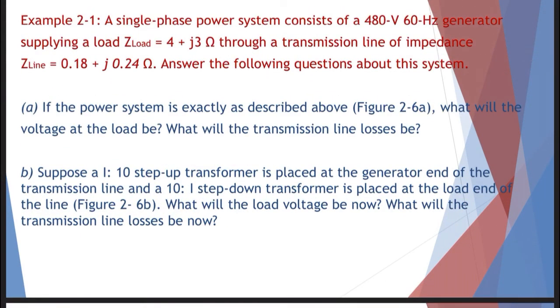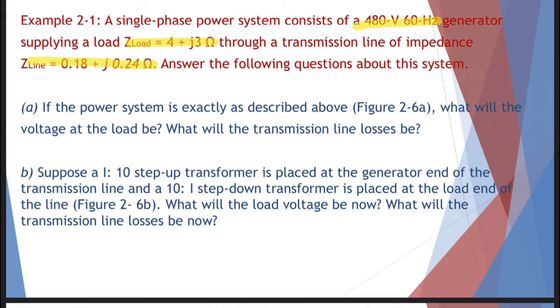Now we'll start solving example 2-1. A single phase power system consists of a 480 volt 60 Hz generator supplying a load Z load equal to 4 plus j3 ohm. This is the impedance of the load. Through a transmission line of impedance Z line equal 0.18 plus j0.24 ohm. Okay, this is the impedance for the transmission line.